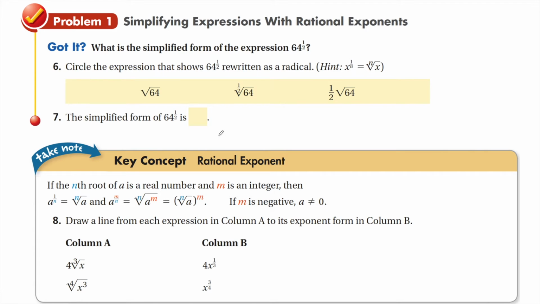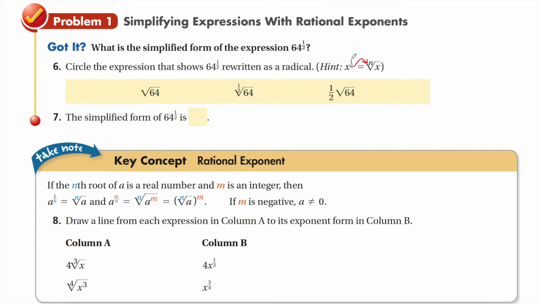Problem 1. Simplifying expressions with rational exponents. What is the simplified form of the expression 64 raised to the 1/2 power? Circle the expression that shows 64 to the 1/2 power, rewritten as a radical. So taking a look at this hint, we can notice that our x will stay inside as the radicand, but the denominator of this exponent is going to be considered our index.